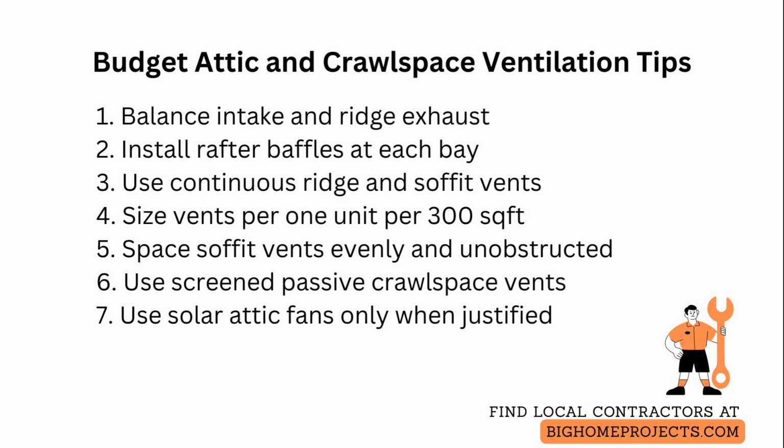Use continuous ridge vents where possible because they provide uniform exhaust along the roof peak, and pair them with continuous soffit vents sized so free vent area meets the rule of thumb of 1 unit of ventilation for every 300 square feet of attic when no vapor retarder is present in the ceiling. Where continuous soffit is not feasible, position multiple evenly spaced soffit vents and ensure they are unobstructed at installation and during any future insulation work.